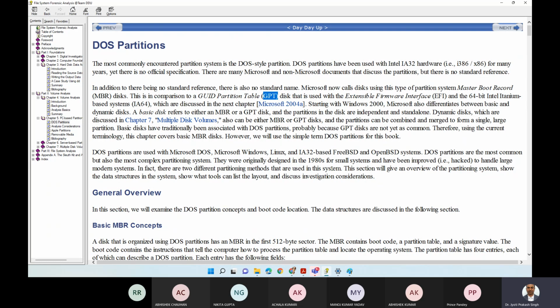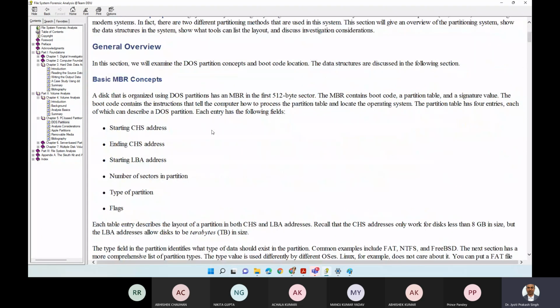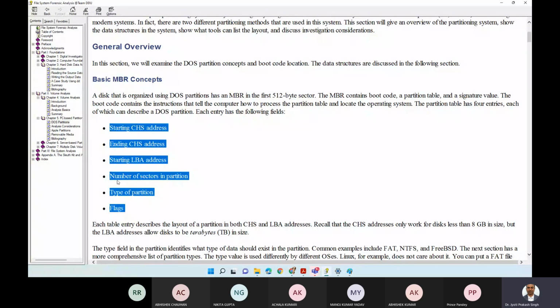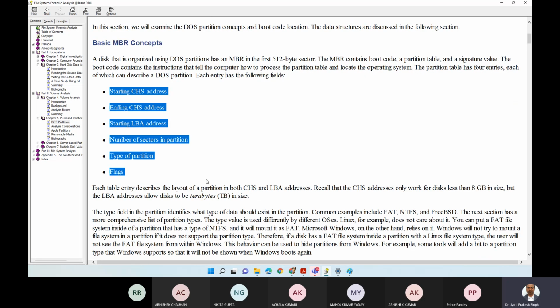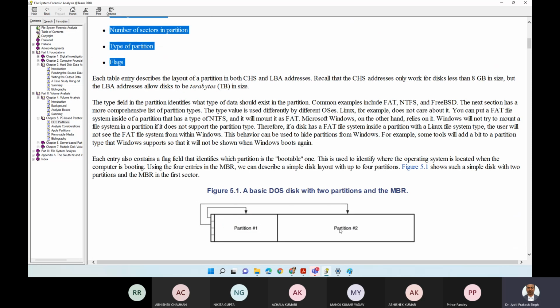In MBR, every partition entry has a starting CHS address, ending CHS address, starting LBA address, number of sectors in the partition, type of partition, and a flag. A normal MBR supports only 4 partitions. So at the start of the disk we have 4 entries, each one a structure, and each can point to a different partition.